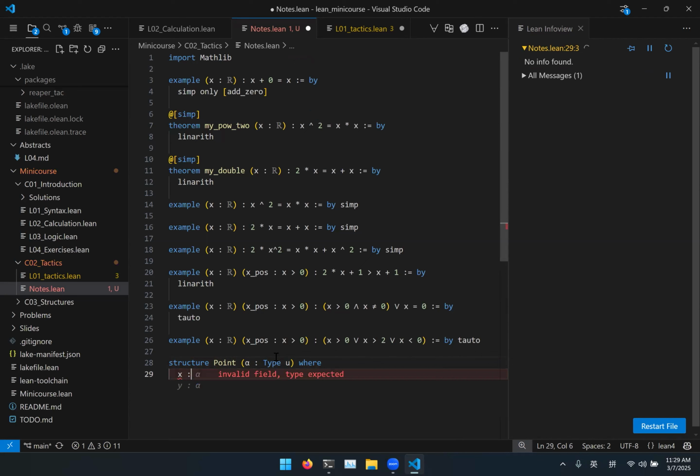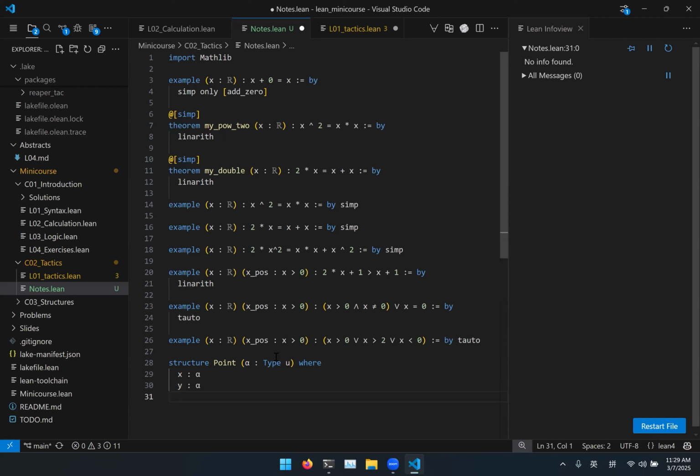So how do we define each one? We define x is of type alpha, y is also of type alpha. So here you have a very simple structure. It is actually 2D points, points in a 2-dimensional space.